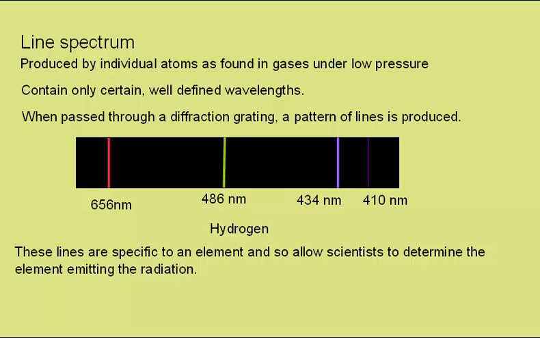These lines are specific to an element, so helium, for instance, would have a different line spectrum. This acts like a fingerprint and allows scientists to determine the element emitting the radiation. Further details of how line spectra are produced can be found in the video named Ionization and Excitation.